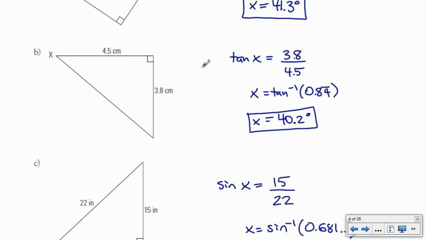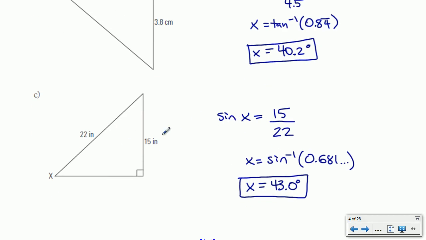For 2b, this is our reference angle, this is opposite, this is the adjacent. We need to use tan if we have opposite and adjacent. 3.8 is opposite, 4.5 is adjacent. Do this division, it gives you 0.84 repeating. We need to take tan inverse of 0.84 repeating, and we get 40.2 degrees.